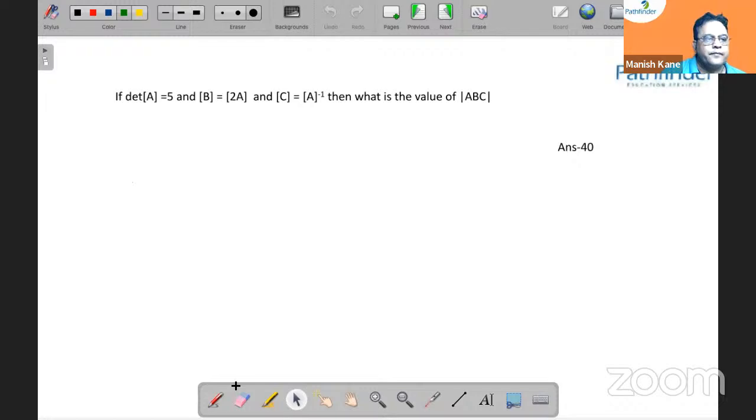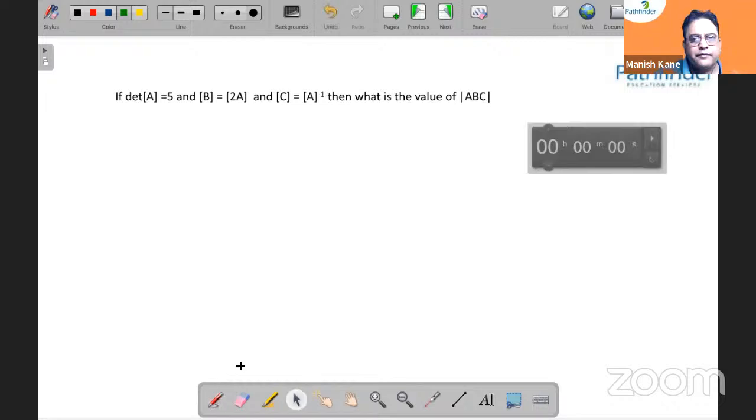Next question. Try solving this. You can solve. 1 minute.